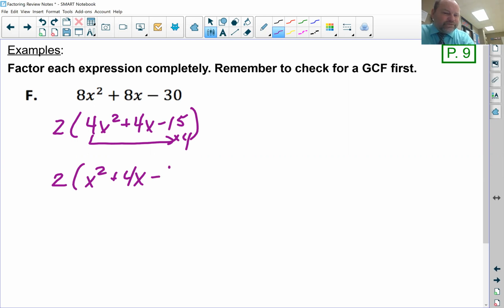Four times 15 is 60. So I want to find 2 numbers that multiply to negative 60 and add to positive 4.